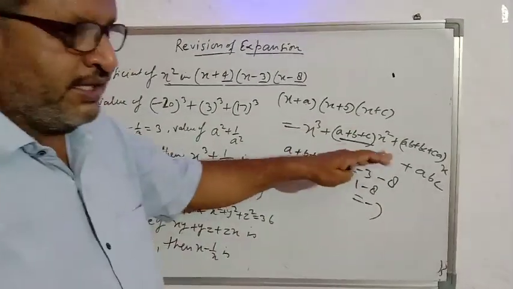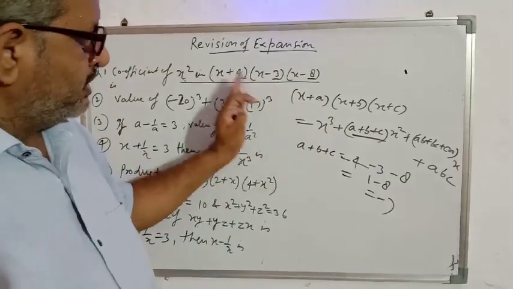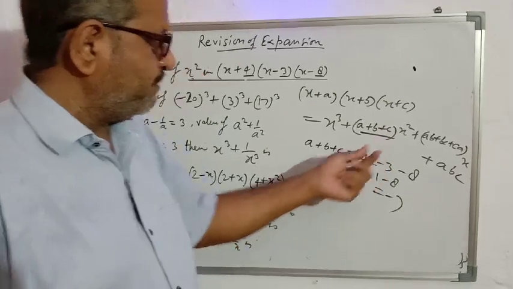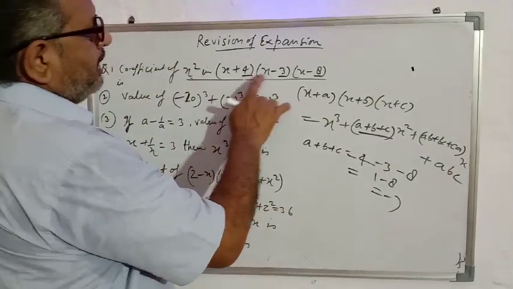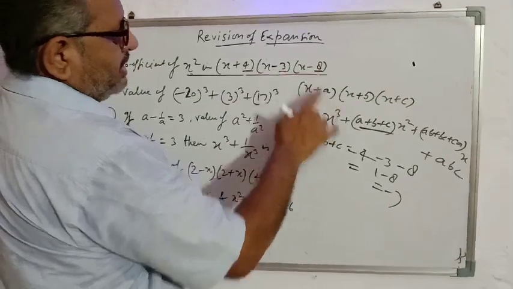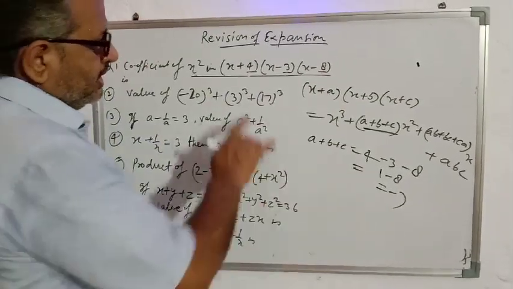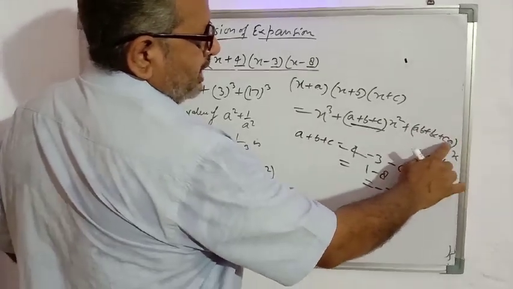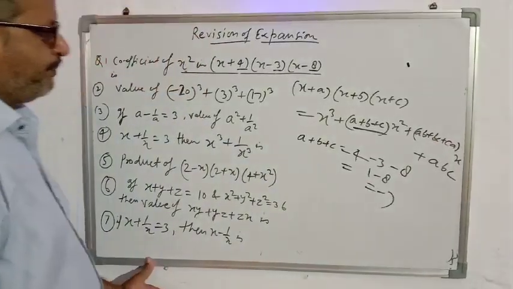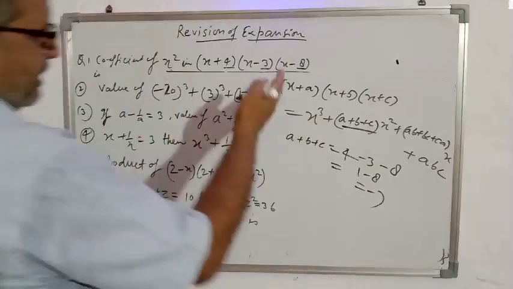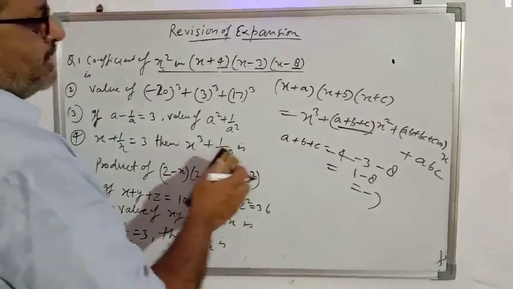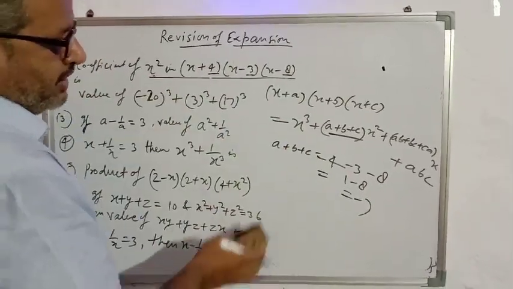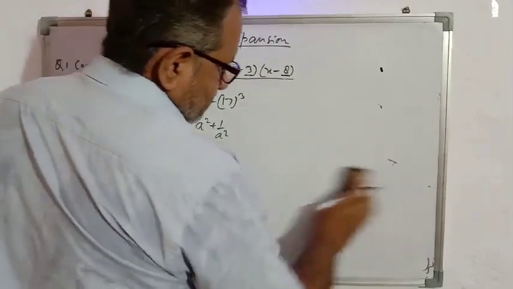So no need to expand it. No need to multiply it. We have to understand in this product the coefficient of x square is a plus b plus c. So simply add it, a plus b plus c, 4 minus 3 minus 8, we will get the answer. If it is asked what is the coefficient of x, we will find this value, ab plus bc plus ca. So no need to expand it or multiply these three brackets. Directly we can find a plus b plus c to get the coefficient of x square. See the next.